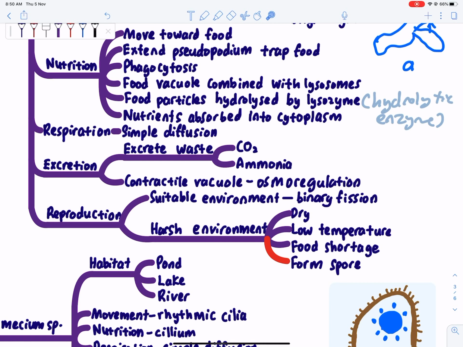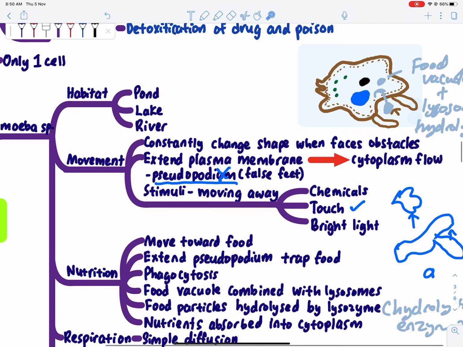Excretion: excrete waste, for example carbon dioxide and ammonia. Of course, they are not required to have these two things, so they will eliminate them. Contractile vacuole, osmoregulation. The contractile vacuole wants to eliminate excess water. If you look at the location where they live, it is pond, lake, water, river. Maybe the outside is much more what we call hypotonic.